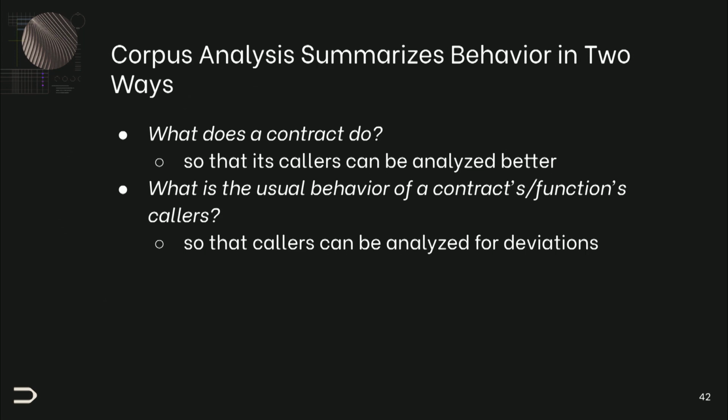What does the contract do? And we use this so that the callers of a function can be analyzed better, have a model for what we're calling. And what is the usual behavior of callers? For instance, do callers have the second argument of this call untainted or tainted? And we do this to detect deviations.